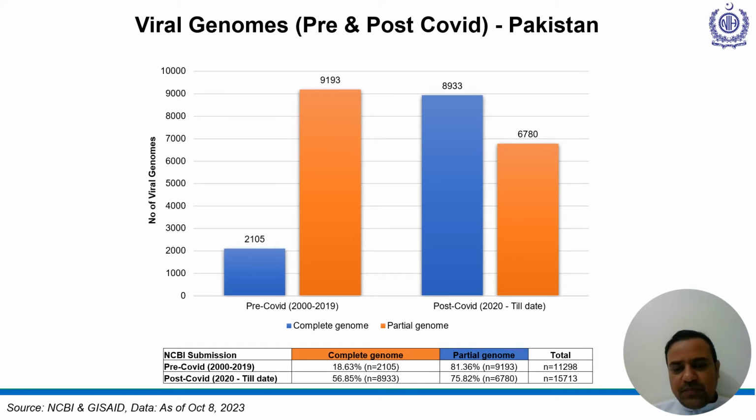Previously, most of the samples were sent out of the country for whole genome sequencing of viruses, but now we have well-established next generation sequencing facilities at NIH and in some of the provincial public health labs. So all of this sequencing is now being done within the country. And among these almost 9,000 whole genomes, more than 80% of whole genomes are of SARS-CoV-2.